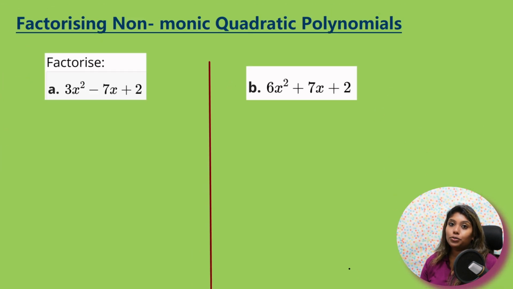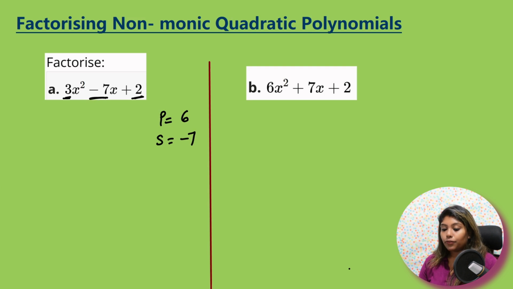Now let's try how to factorize a non-monic quadratic polynomial. So the first step, as usual, is to find the product and sum. But here, the product is done in a different way. You need to consider the coefficient of x squared and the constant term multiplied together as your product. So positive 3 times 2 is 6. So positive 6 is your product. And your sum is, as usual, the coefficient of x, which is -7.